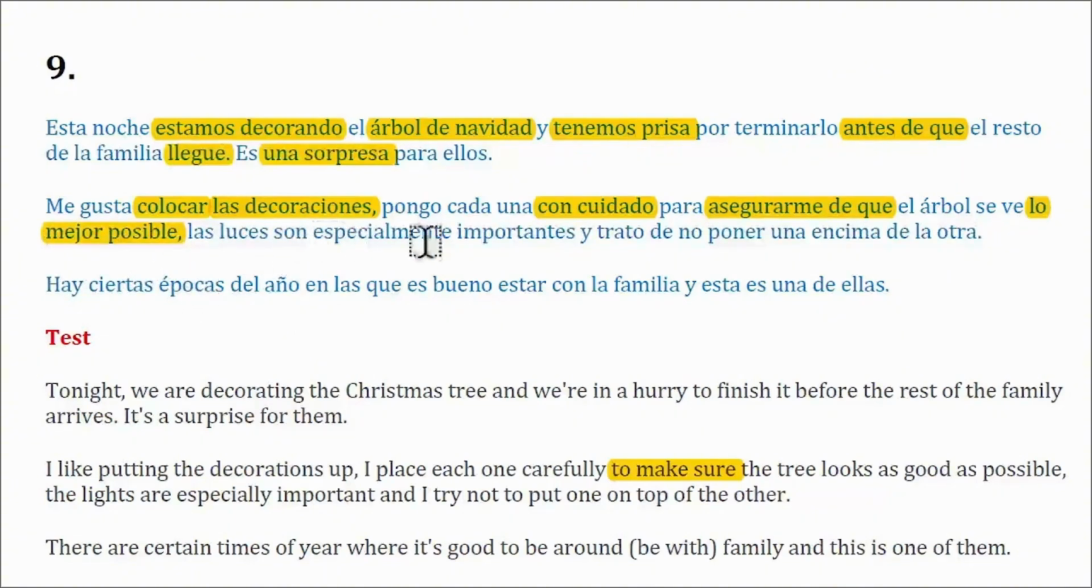Las luces son especialmente importantes. So the lights are especially important. Y trato de no poner una encima de la otra. This is important because we're referring to las luces, right? A feminine word. So I try not to put una on top of, encima de la otra. Una encima de la otra. Literally one on top of the other. All feminine. Una, la, because we're referring to las luces.